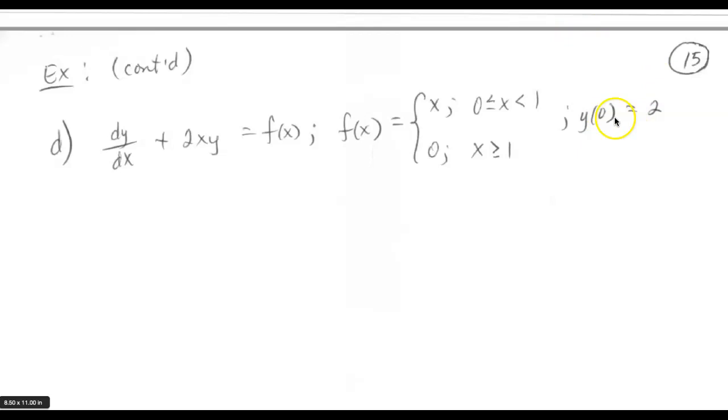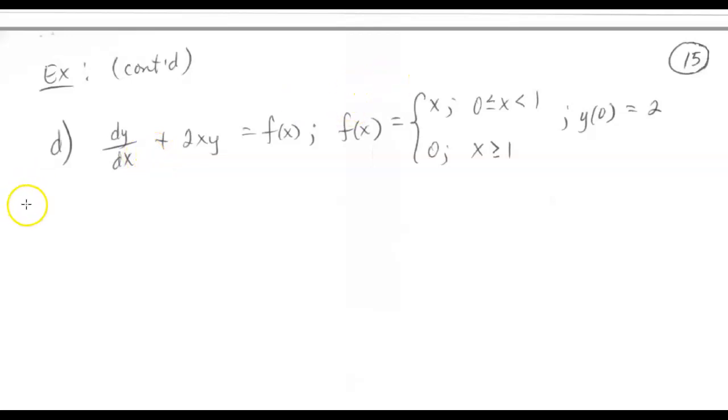The third thing is, of course, we have an initial condition here. So we have first order linear, initial condition, and being piecewise, all kind of working together at the same time. Okay, so with that being said, what we're going to need to do here is actually solve two problems.